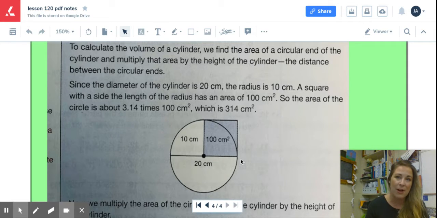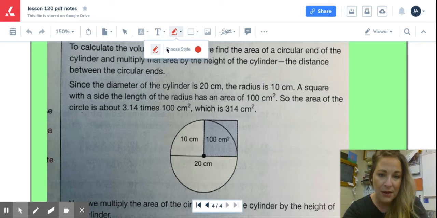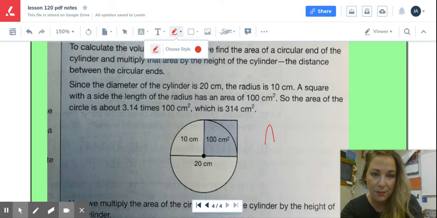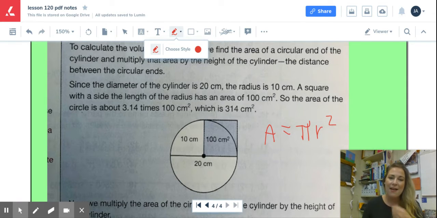Now we have to use a little prior knowledge, so let's talk really quick about the area of a circle. The formula for the area of a circle is worth writing down. I like visuals. Here's my stylus pen. The area of a circle is pi r squared. I like having that visual, even though they kind of explain that here.